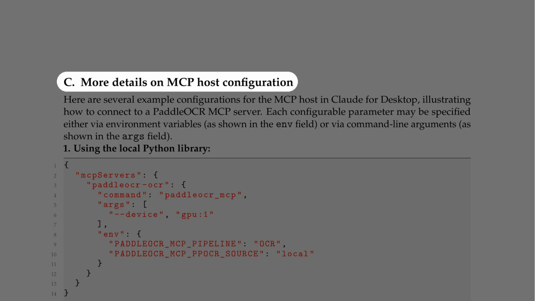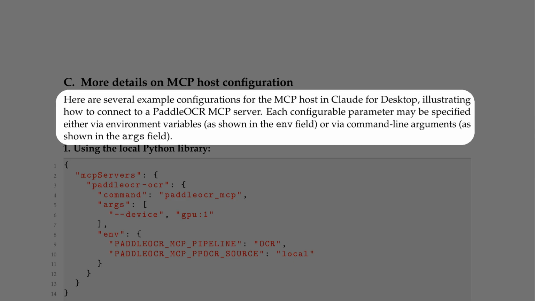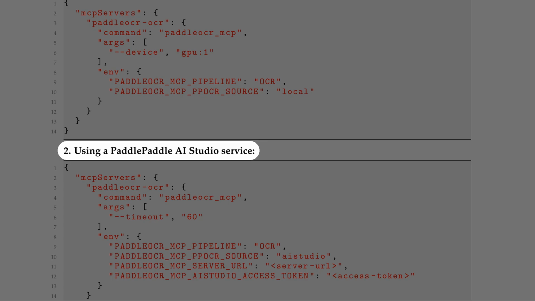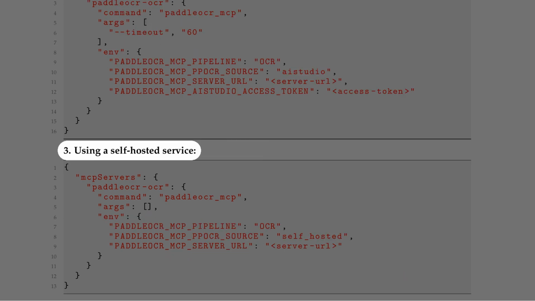More details on MCP host configuration. Here are several example configurations for the MCP host in Claude for desktop, illustrating how to connect to a PaddleOCR MCP server. Each configurable parameter may be specified either via environment variables, as shown in the env field, or via command line arguments, as shown in the args field. 1. Using the local Python library. 2. Using a Paddle AI Studio service. 3. Using a self-hosted service.